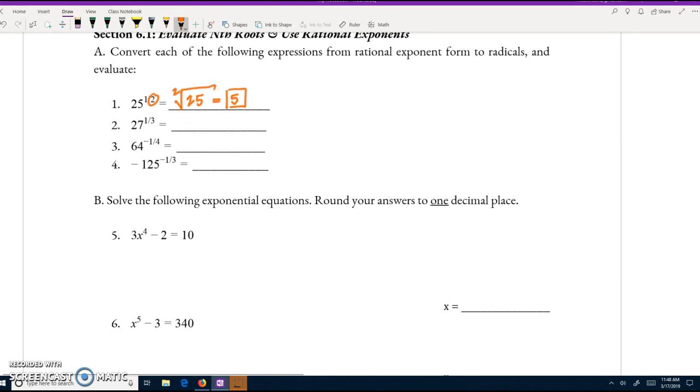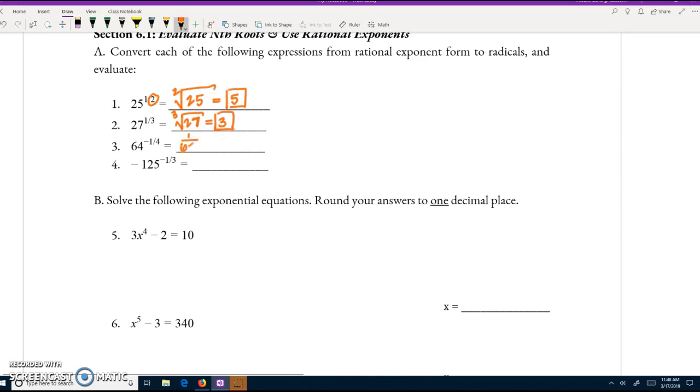For 27 to the 1/3 power, that would be the cubic root of 27 to the first, which is just 27. And from there, that's going to give us 3. Then these next two examples, we have some negative exponents. So 64 to the negative 1/4.